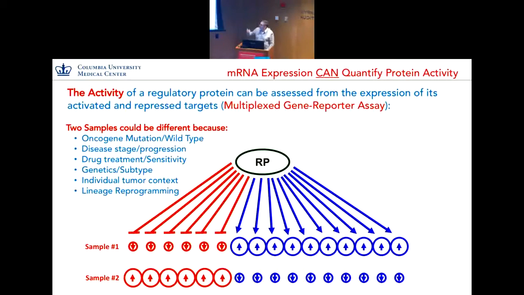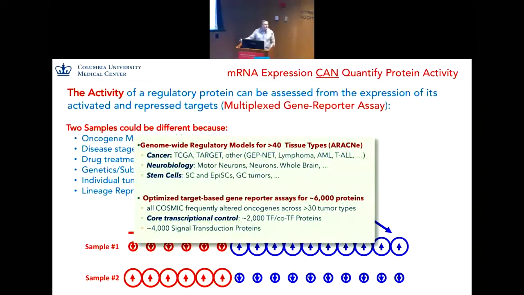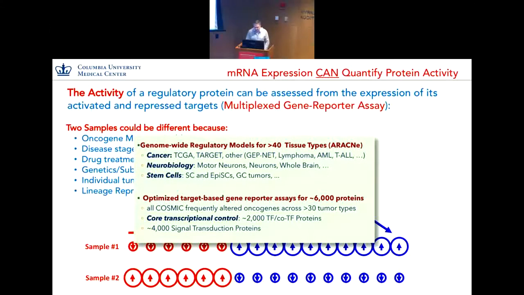And so, as I said, we've done this for about 6,000 proteins. One big surprise was that this works really well for signal transduction proteins as well, as I'll show you, even for surface markers. But basically 6,000 proteins in more than 40 different tissue contexts, including both normal and tumor-related.